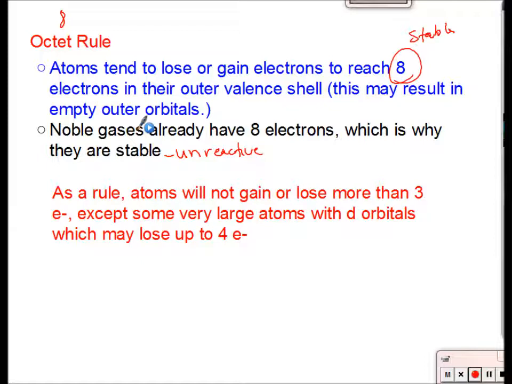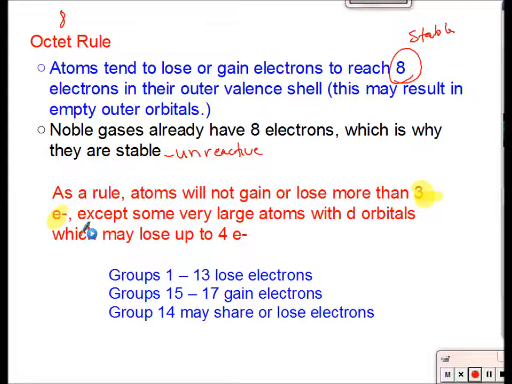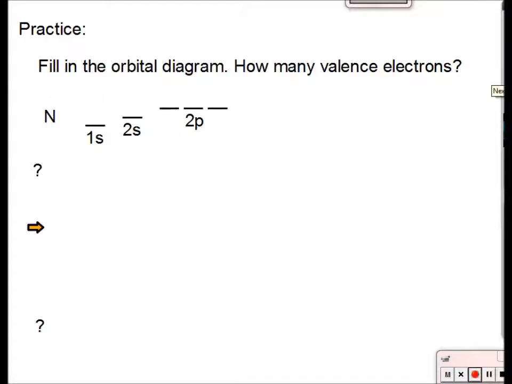So as a rule, atoms will not gain or lose more than 3. So this is important to know. How many can you gain or lose? 3 electrons. The only exception is some very large atoms like lead and tin, which may lose up to 4 electrons. As a rule of thumb, groups 1 through 13 lose electrons, groups 15 to 17 gain electrons, and group 14 may either share or lose their electrons. We'll talk more about the sharing part in Chapter 6 with covalent bonding.